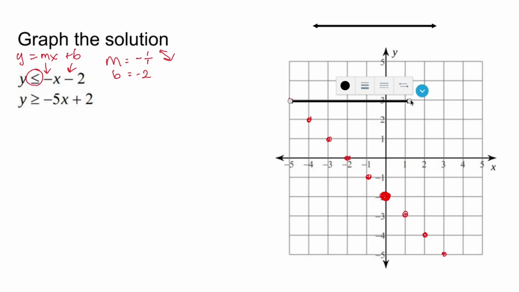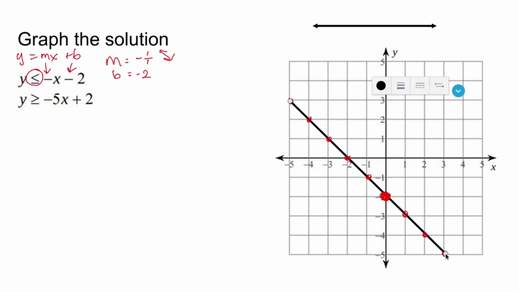Let's draw that out. Now the reason why it's a solid line is the fact that it's or equal to, and or equal to means we include the line. I'm not done yet with this problem though. I have to shade a side. So since it's less than or equal to, I'm going to shade the bottom side below the line like this.